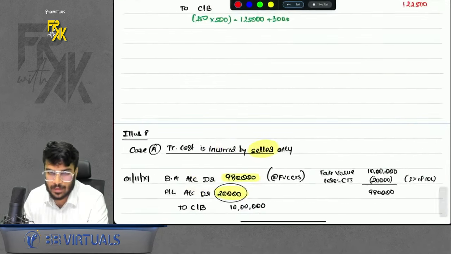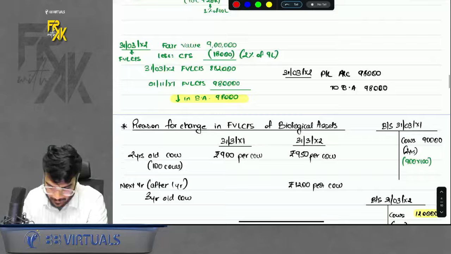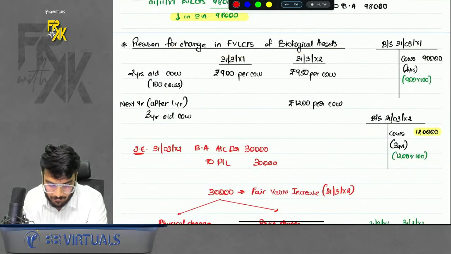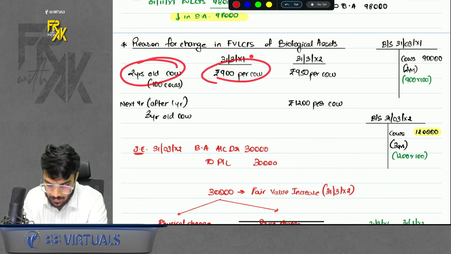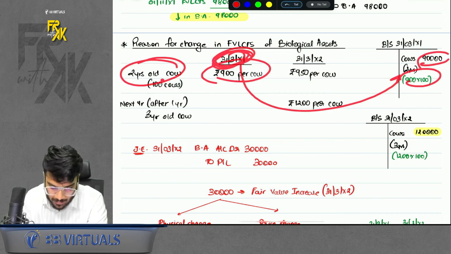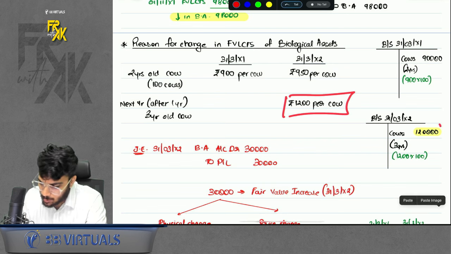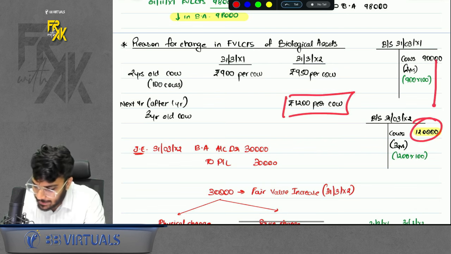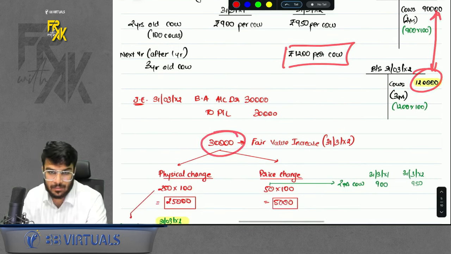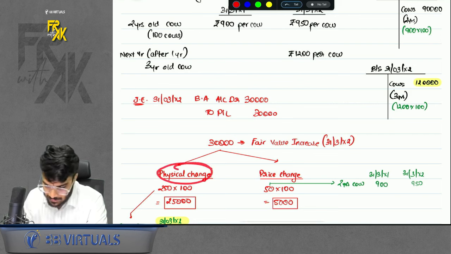How to calculate this? For this also we discussed one example. Let me show this to you. Wait, here it is. Reason for change in FVLCTS of biological asset. Let's say for example we have a 2-year-old cow of 900 rupees in 11. So we recorded it at 900. Now next year it became 3 years old and the value is 1200. So from 900 it became 1200, an increase of 300. How will you book the increase? That is the question. This increase is because of two reasons: one is physical change, one is price change.